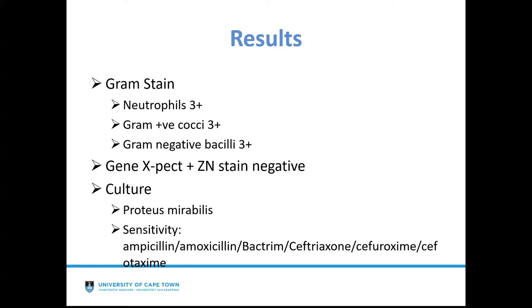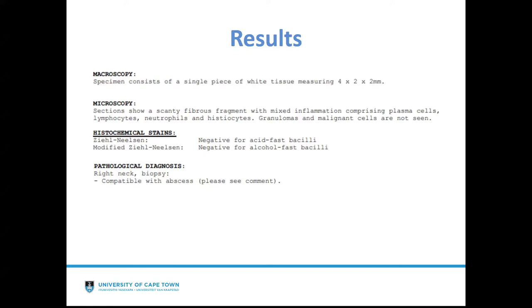And then this was the histology result, which basically I will read through. On microscopy, it was only a single piece of tissue. This was taken from the neck and showed scant fibrous fragments with mixed inflammation, comprising plasma cells, lymphocytes, neutrophils, and histiocytes, and was negative for any granulomas or malignancy. And also Ziehl-Neelsen stain and modified Ziehl-Neelsen stain was negative for acid fast and alcohol fast bacilli. So in conclusion, the pathological diagnosis was compatible with a bacterial abscess. So the next question was, what next?